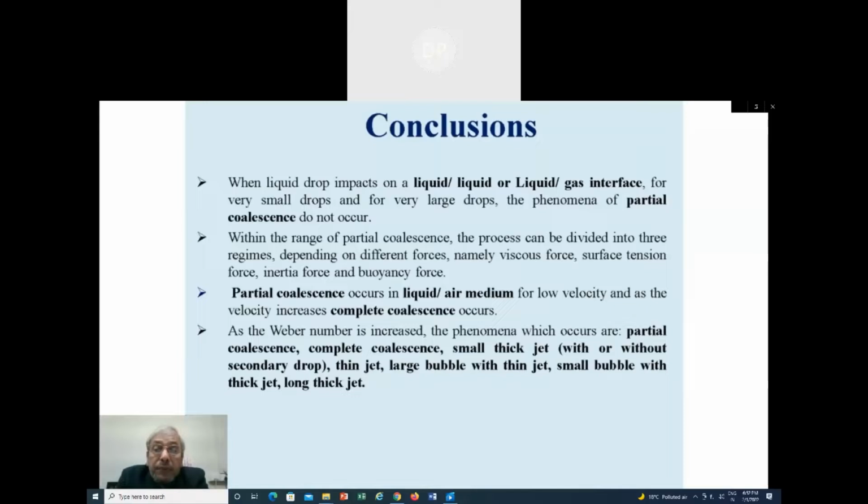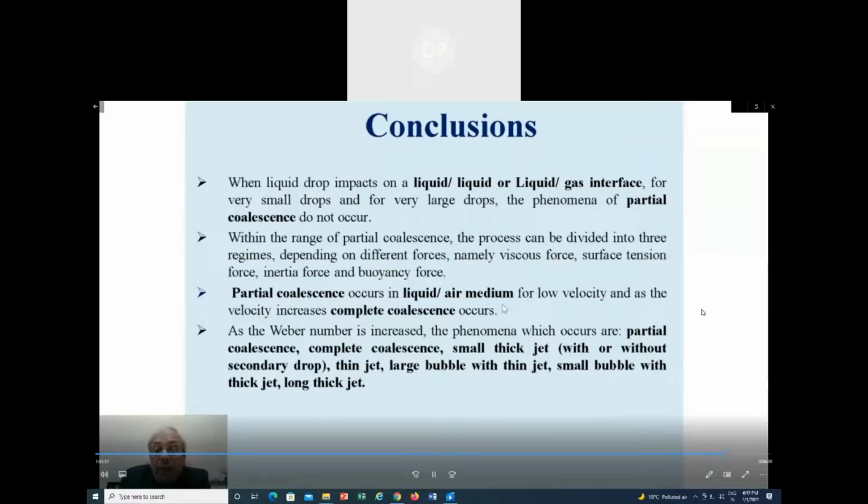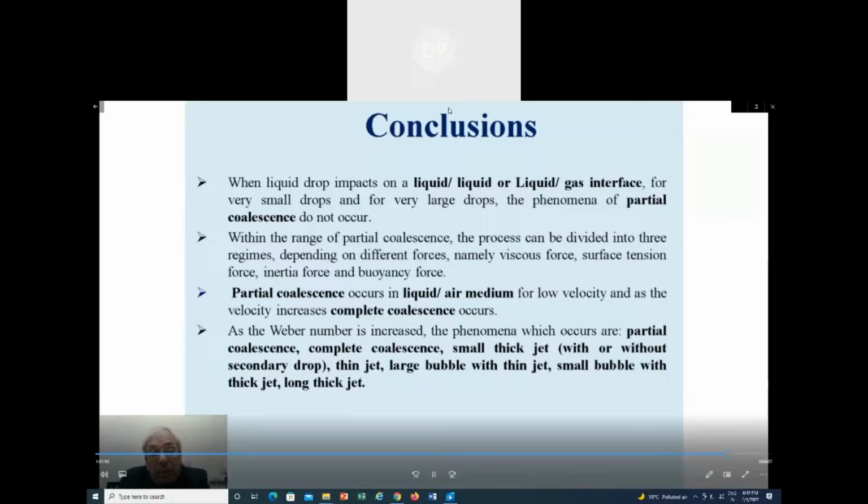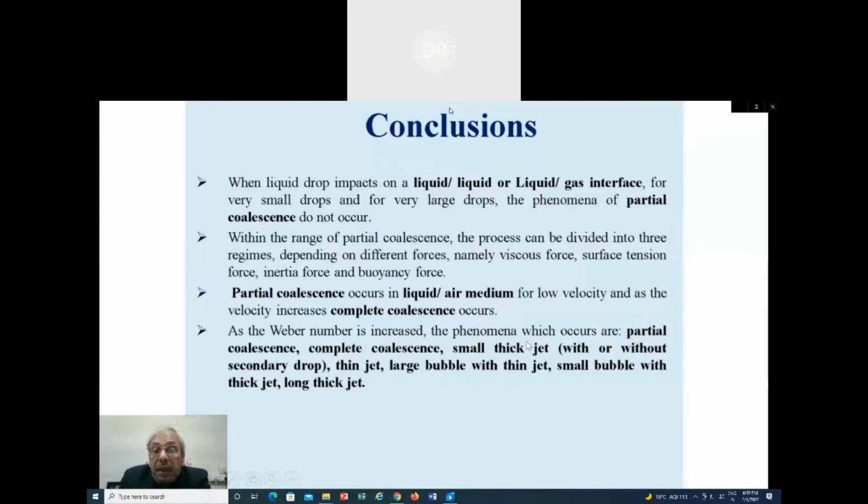Partial coalescence occurs in a liquid or a liquid-air medium for low velocity, and as the velocity increases, we can see transition from partial coalescence to complete coalescence. As the Weber number is increased, that means the velocity is increased, the phenomena which occur are partial coalescence, complete coalescence, small thick jet with or without secondary drop, thin jet, large bubble with thin jet, small bubble with thick jet, and long thick jet. We have seen all these variants on a single slide. Each one deserves special attention and special study.